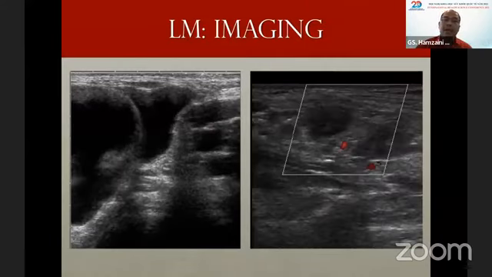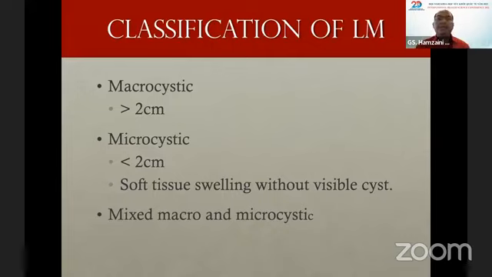So ultrasound shows a cystic lesion with no color flow within the lesion. Lymphatic malformation can be divided into macrocystic or microcystic, although some people define macrocystic as more than 2 centimeters and microcystic as less than 2 centimeters. But I usually consider it macrocystic as long as I can puncture the lesion. If I cannot puncture it, it is microcystic.